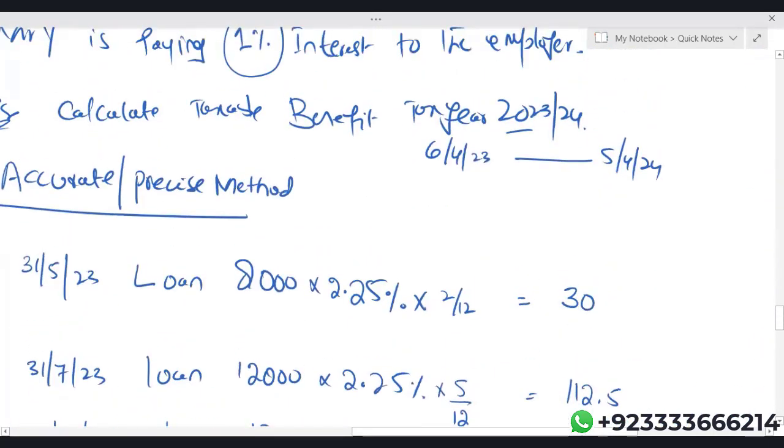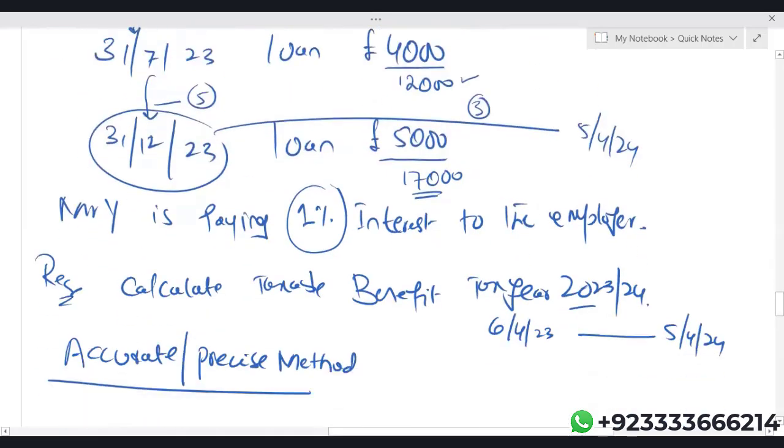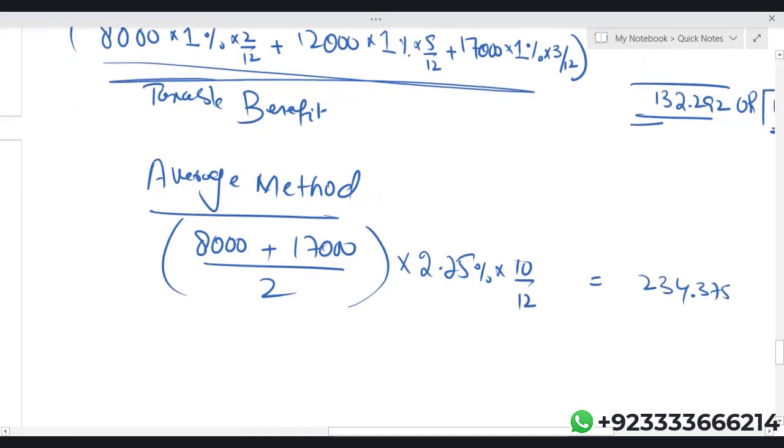Actually, the first time the loan came on 31st May 23. So from 31st May 23, if you count the time period till 5th April 24, the time period is just 10 months. So what are we going to do? 10 upon 12. So let me use the calculator. 8,000 plus 17 divided by 2. I'm getting 234.375.